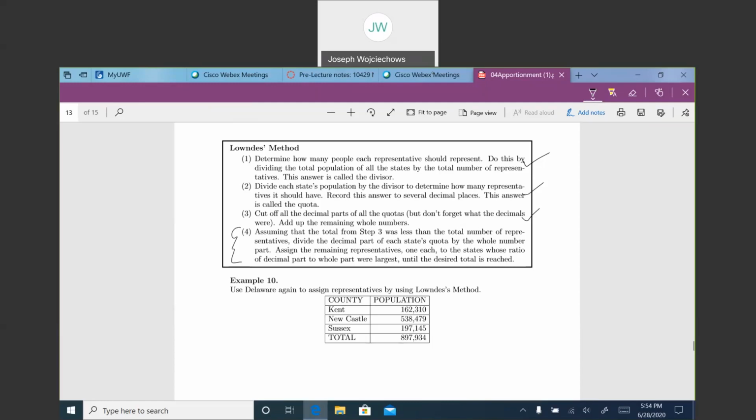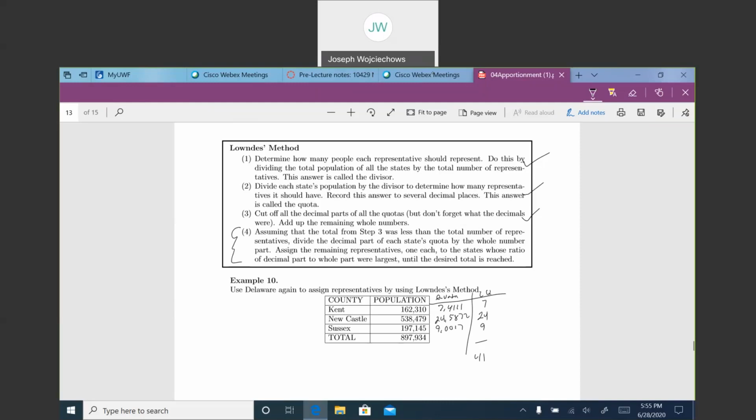So let's bring all this up again, and then we'll look at step 4. So we have our quota: 7.4111, 24.5872, and 9.0017. So our lower quota is 7, 24 and 9, which is only 41.